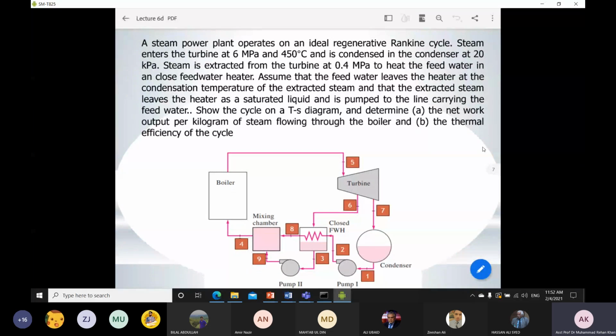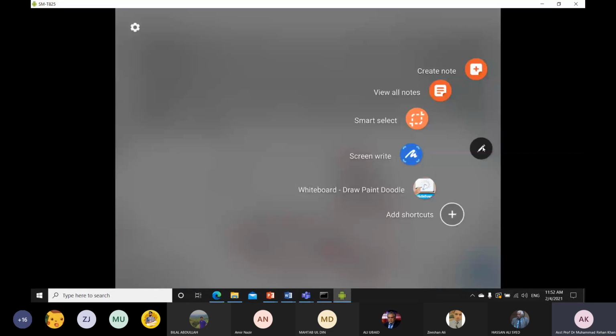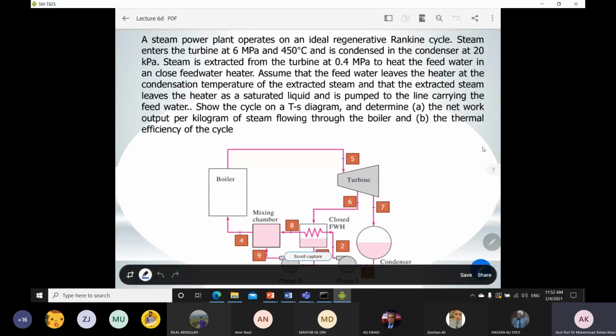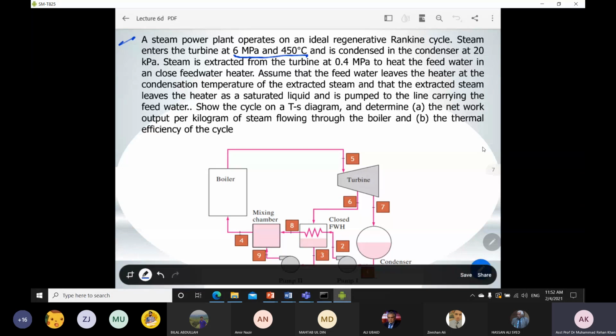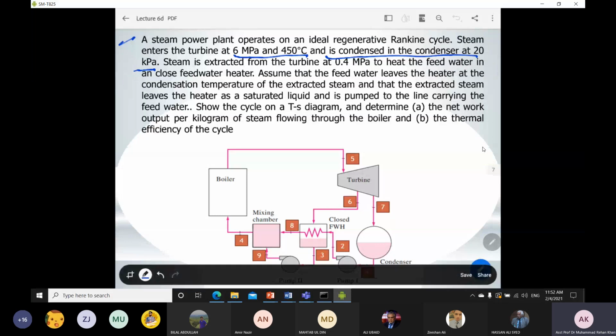Okay, now you have to just read this question first. So this is regarding your closed feed water heater. A steam power plant operates on an ideal regenerative Rankine cycle. Steam enters the turbine at 6 megapascal and 450 degrees Celsius. So your higher pressure and temperature is given in the question. It is condensed in the condenser at 20 kilopascal. Lower pressure of the condenser is given.